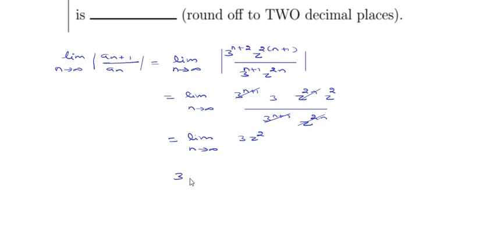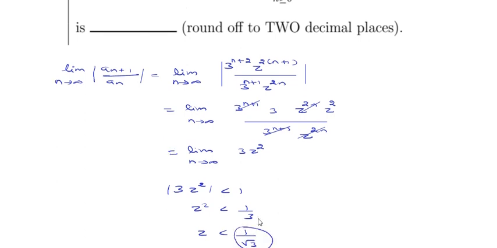Therefore modulus of 3 z square is less than 1. So this implies z square is less than 1 by 3 and modulus of z is less than 1 by root 3. Therefore the answer is 1 by root 3.